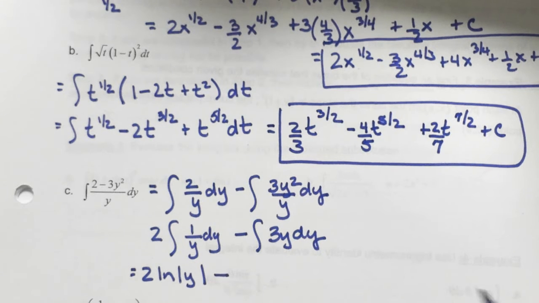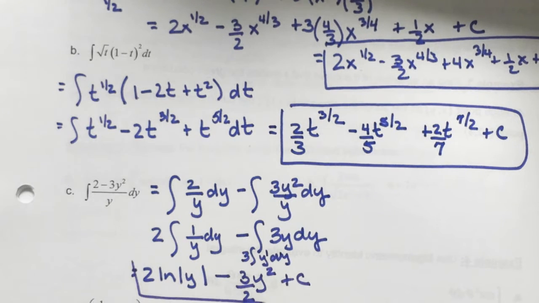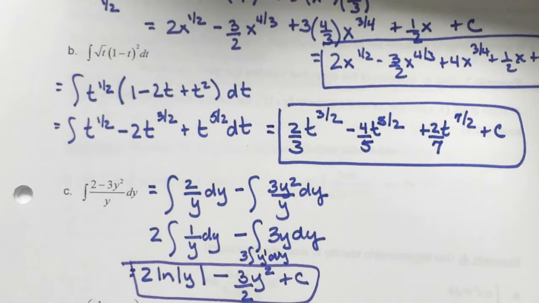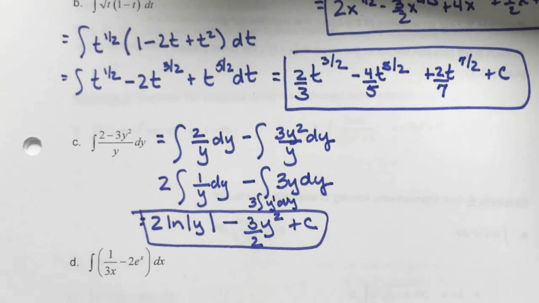Minus. Again, I can yank this constant out and just integrate y dy. And using your constant rule, again, this is a y to the first, so I add 1 to my exponent, so that's going to give me a y squared all over 2. And then again, don't forget to add your c. Okay? So any questions on C?